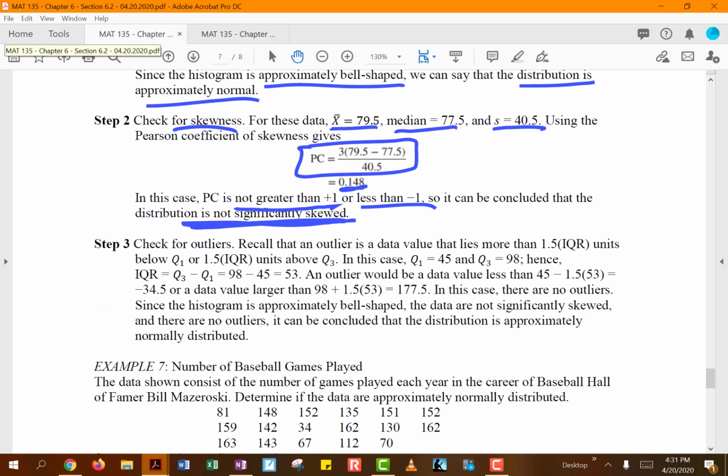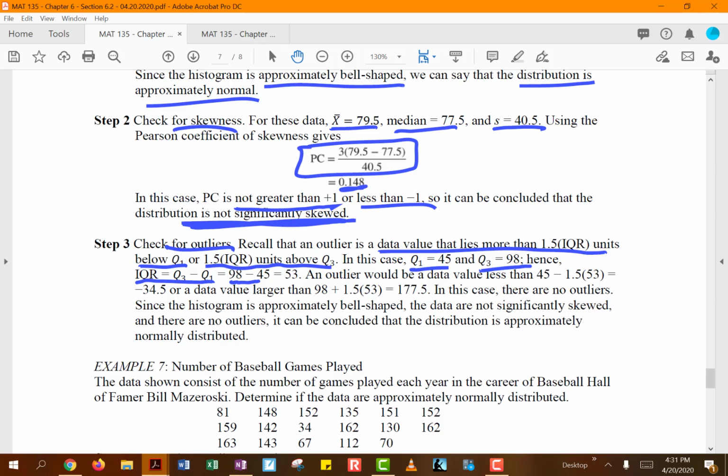The next thing you can check for is the outliers. So the first thing we have to do is calculate our quartile 1 and quartile 3. And basically, remember, for the outliers, the idea is your data value cannot be more than 1.5 interquartile range units below Q1, or 1.5 times interquartile range units above Q3. So once you find your Q1 and Q3, find your IQR, or the interquartile range, which is Q3 minus Q1.